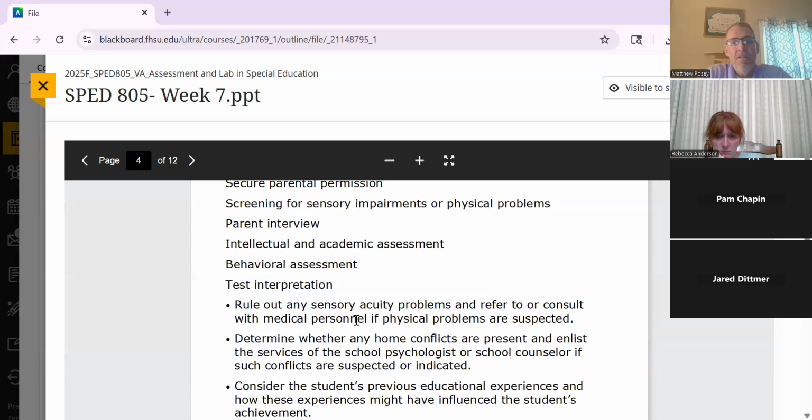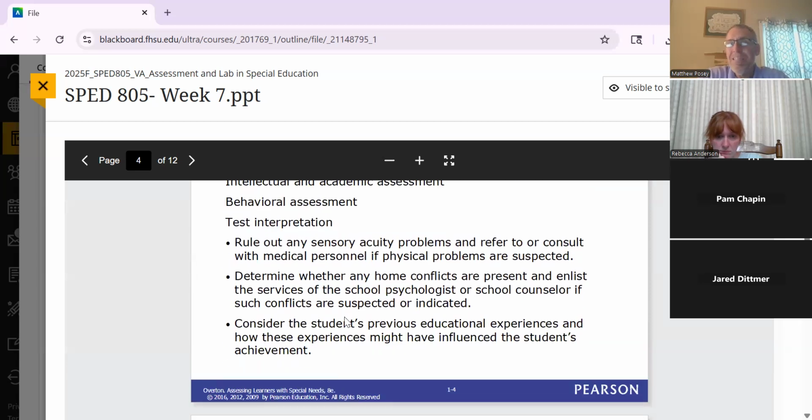So in the interpretation, we need to rule out any sensory acuity problems or anything going on medically. We need to rule that out. We need to determine whether any home conflicts are present, or enlist the services of a school psychologist or counselor if there are conflicts going on or issues in the home.